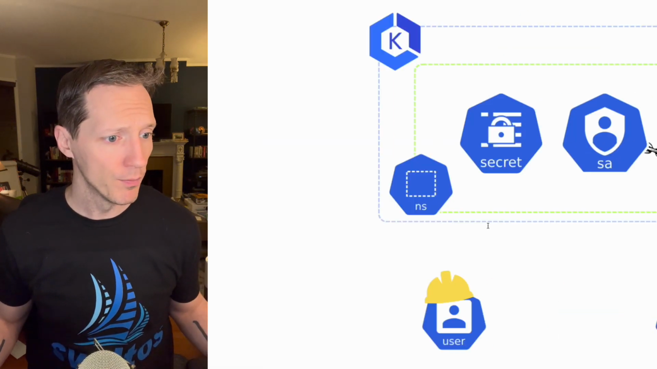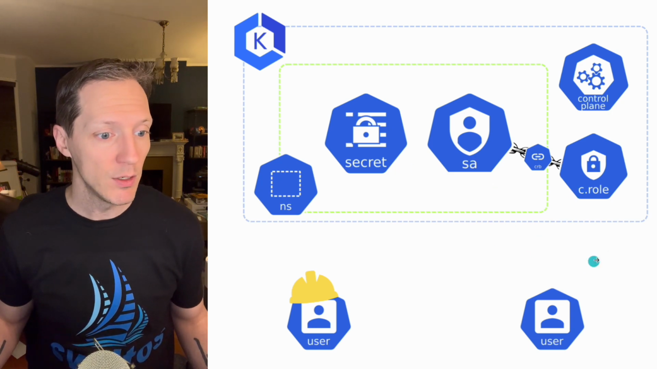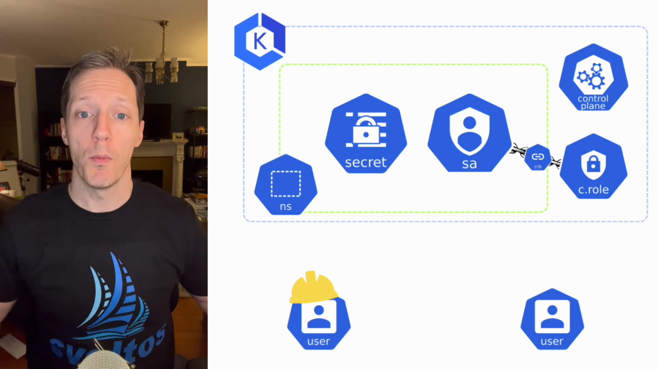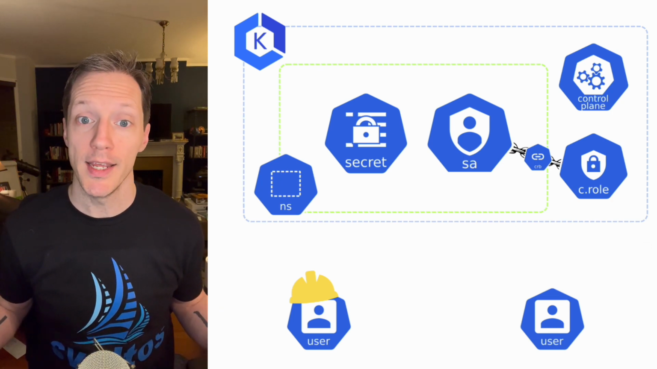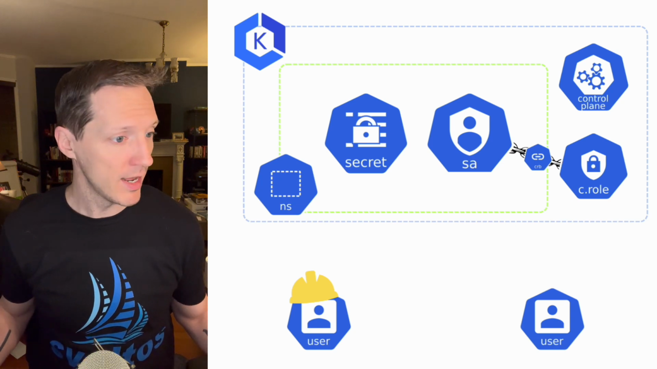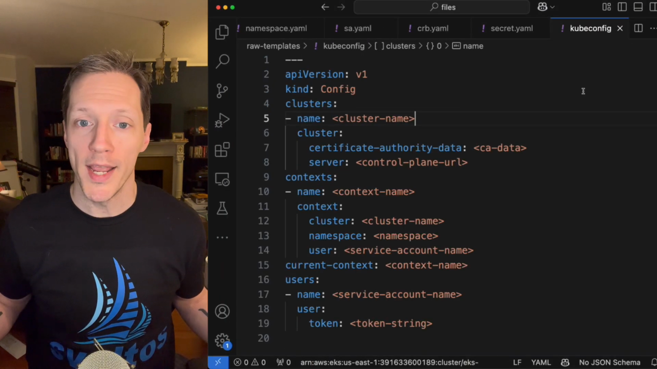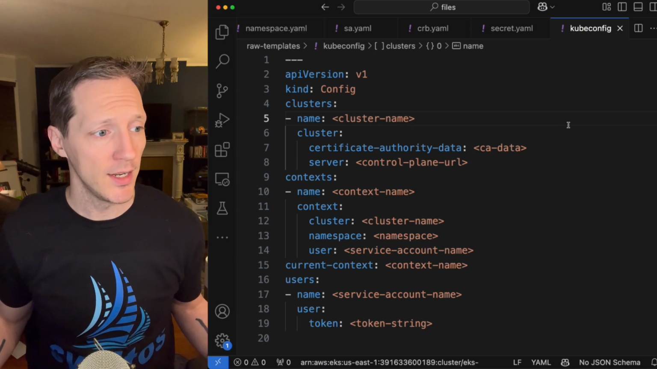Fantastic. So once I have my service account, cluster role binding, my secret, then I can use kubectl to pull all of the information that I need to build out a kubeconfig file. Now, there's no one automated way to do this. You kind of have to build this file manually, right? Here's what it looks like.